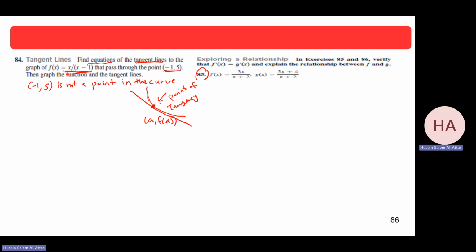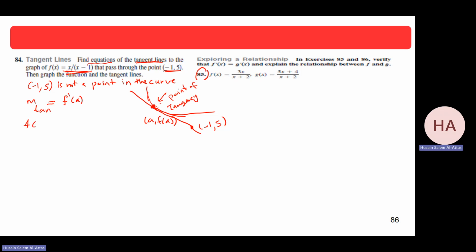And I know the tangent line is passing through another point, (-1, 5). Is it here? Is it here? We don't care. Just to sketch what's going on. Okay. So what I know is the slope of the tangent, which I don't know, but it's equal to f prime at A. That is one thing. So what will f prime at A be?